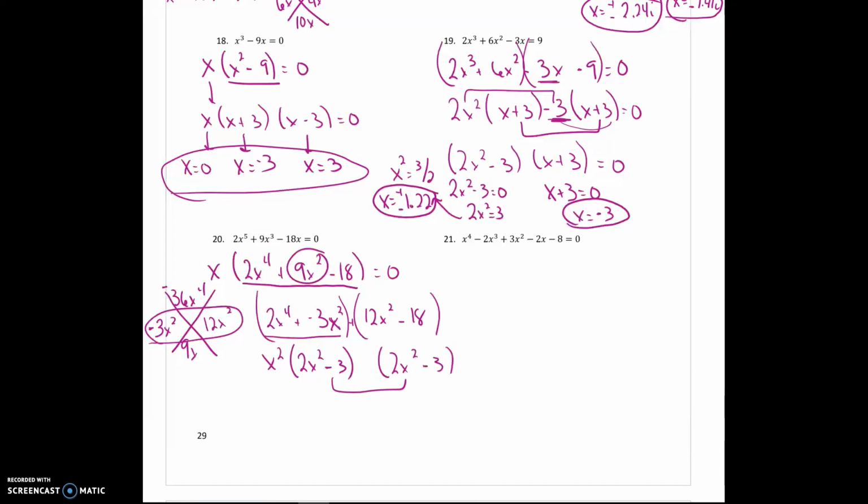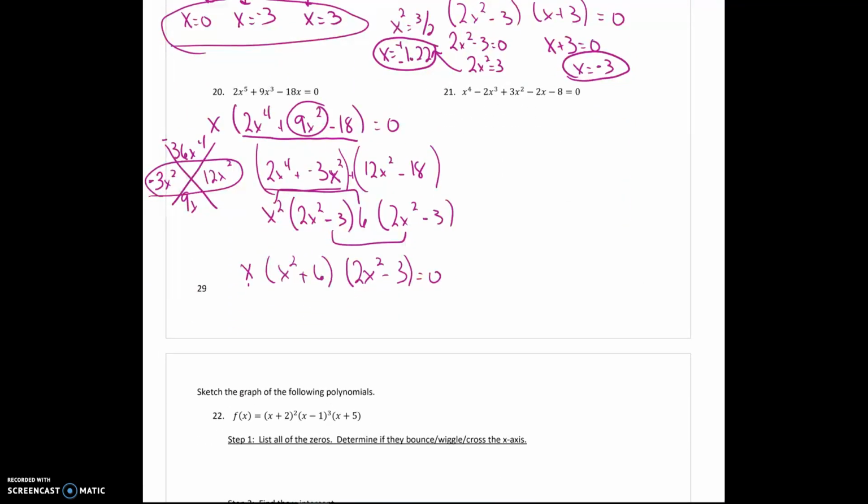So what am I taking out of there? That would be a 6. So joining my GCF of x will be x squared plus 6 and 2x squared minus 3, and now it's time to solve. So first thing I'm going to do, what's going to make this one be 0?